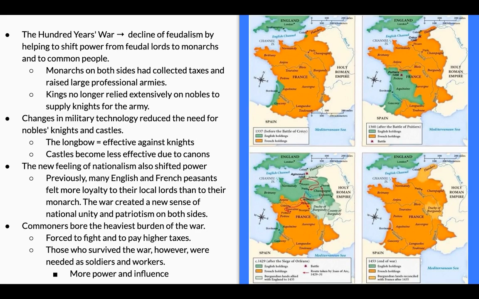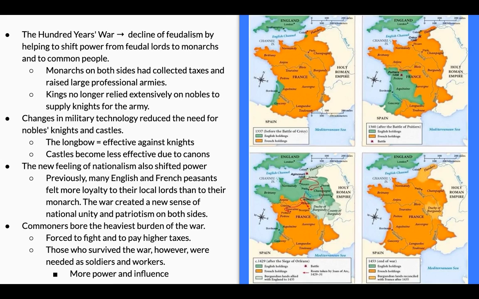If you're picturing that pyramid, if you are picturing the hierarchy, you have the kings, or the monarchs, at the top. Beneath them are the nobles who provide land to knights in exchange for military service. So because kings are raising professional armies, meaning that they are paying soldiers to fight, they're no longer reliant on that feudal deal, where in exchange for land, they get military support from both the nobles and the knights. They don't rely on that anymore.